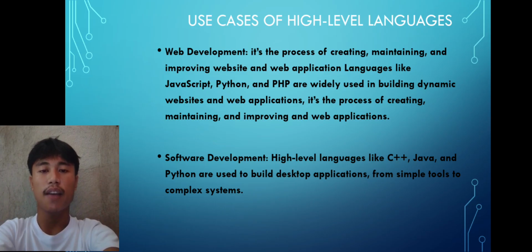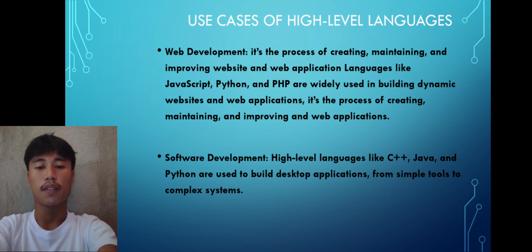Use cases of high-level languages. Web development. It's the process of creating, maintaining, and improving websites and web applications. Languages like JavaScript, Python, and PHP are widely used in building dynamic websites and web applications. Software development. High-level languages like C++, Java, and Python are used to build desktop applications, from simple tools to complex systems.